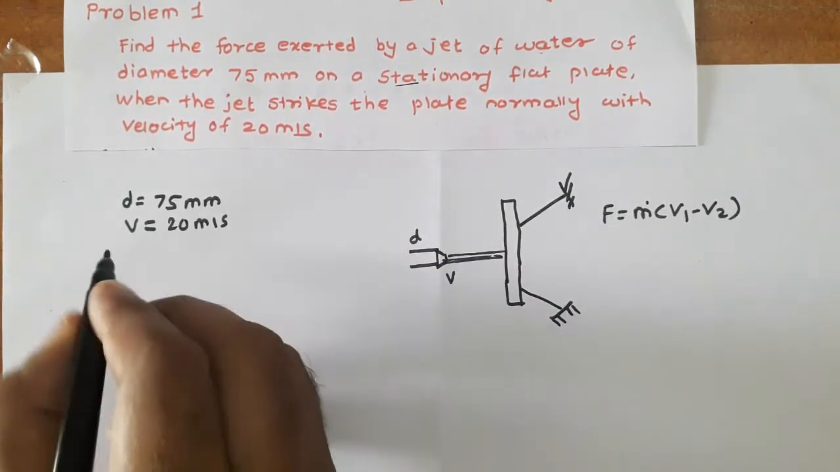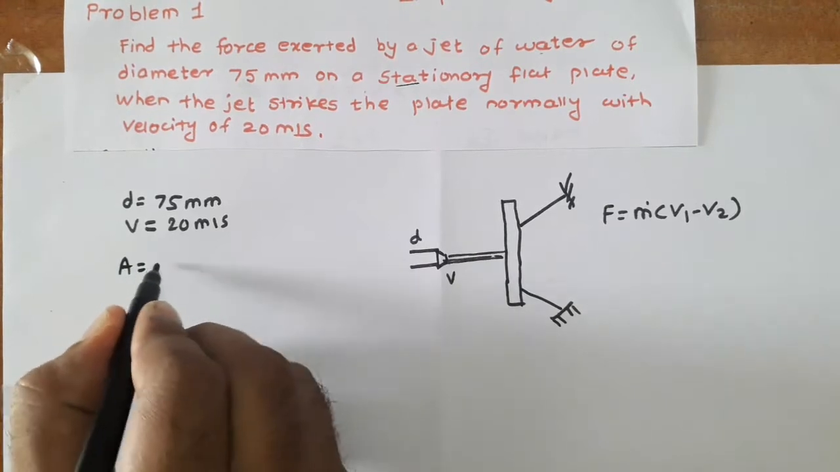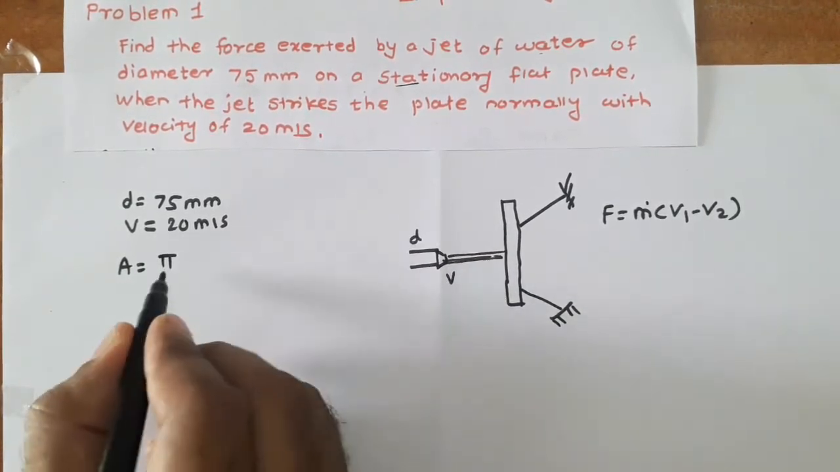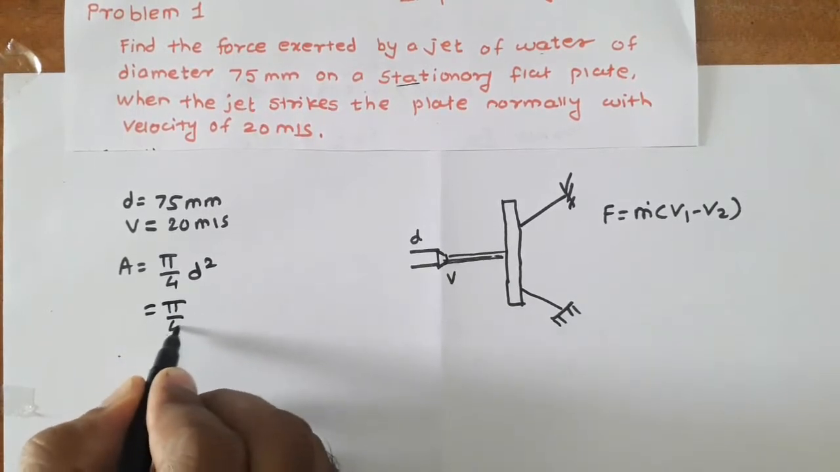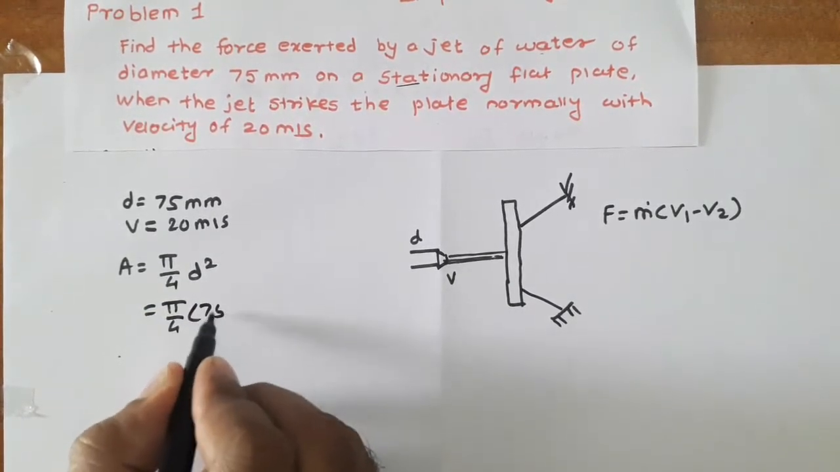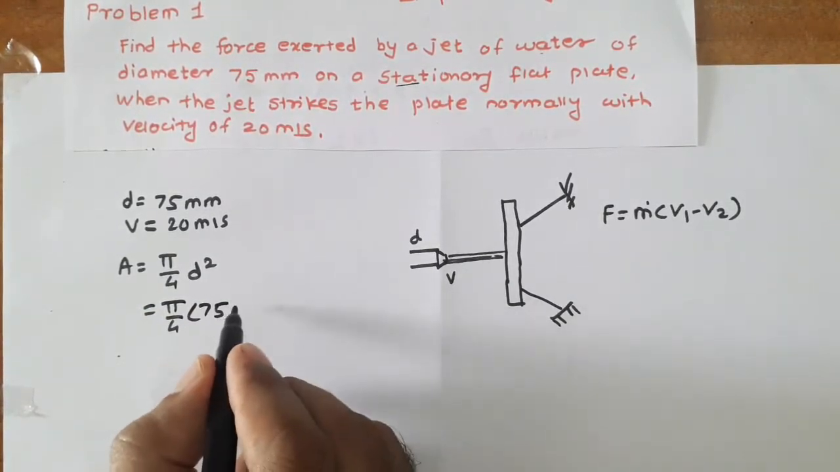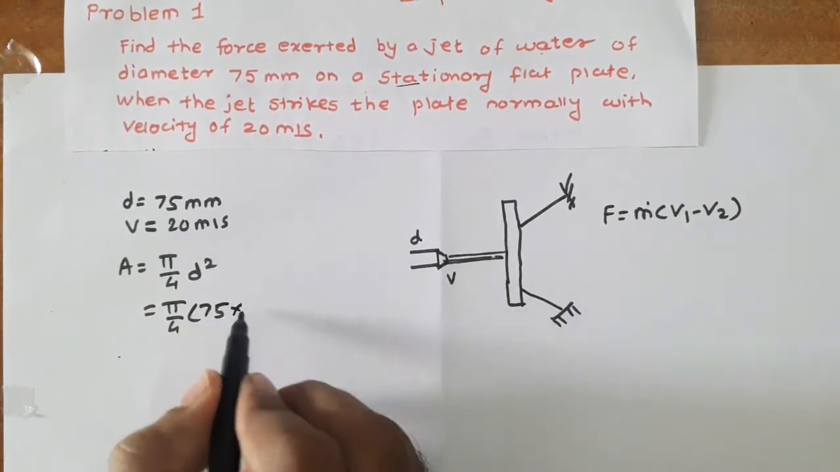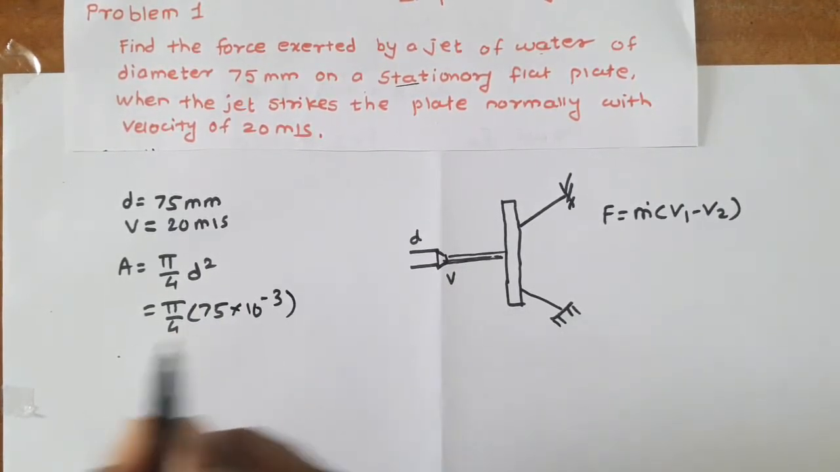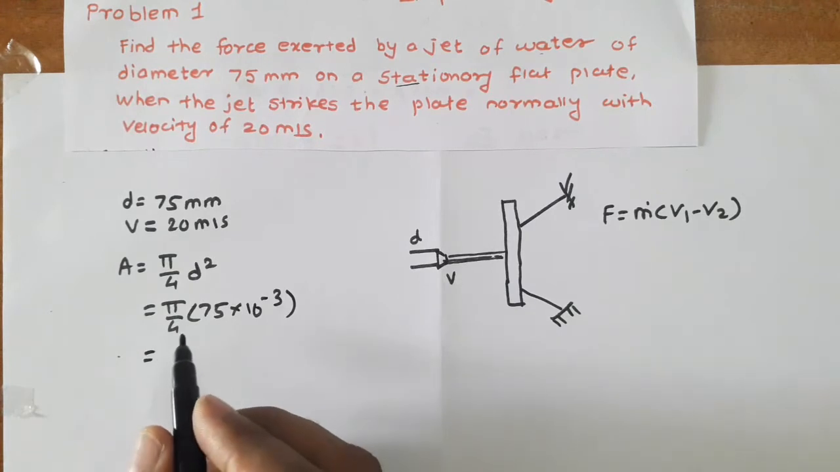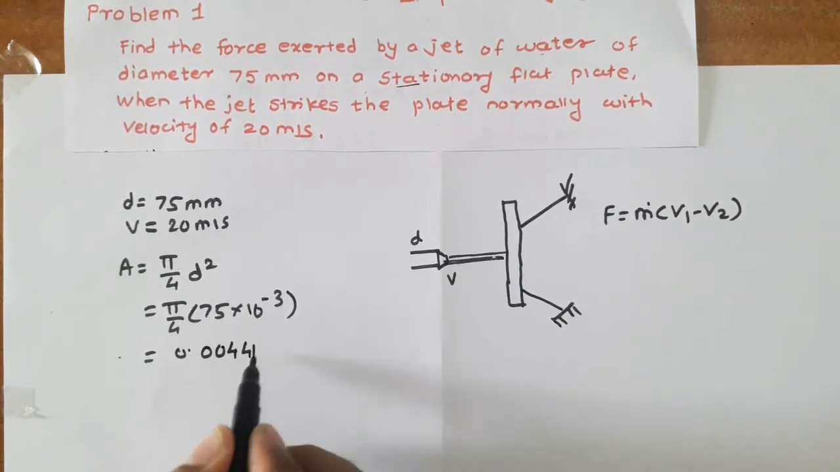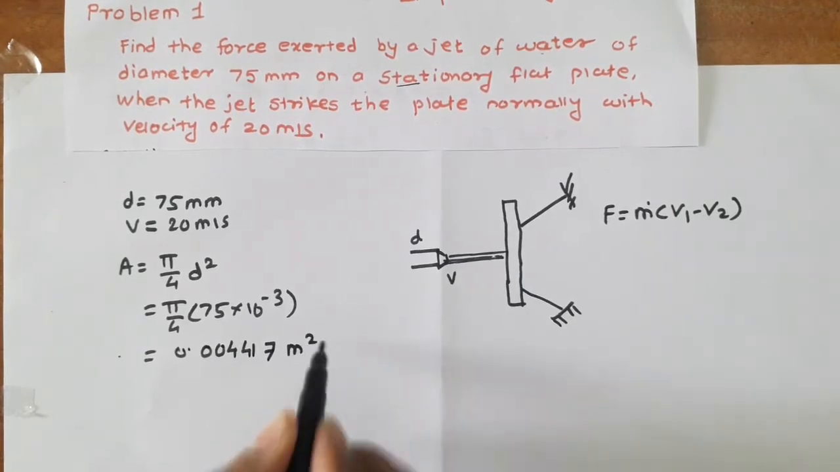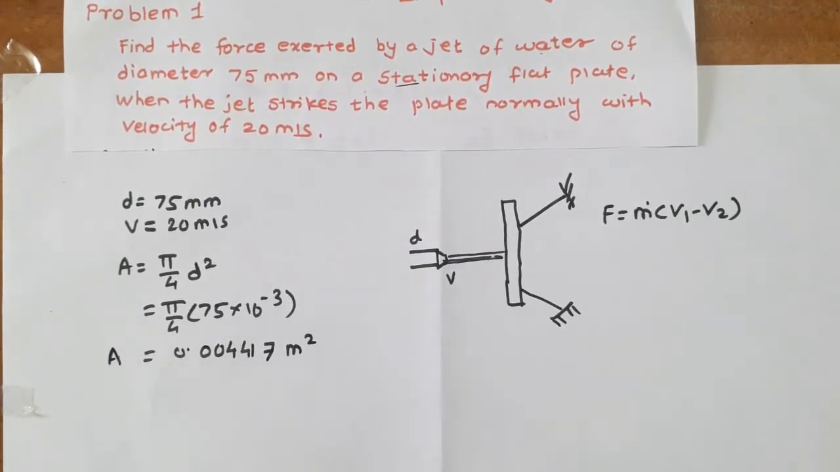So first of all, calculate the area. Area of jet diameter is nothing but pi by 4 small d square. So pi by 4 d, d is 75. Convert this 75 mm into meter, 75 into 10 raised to minus 3 meter. So we will get the answer 0.004417 meter square. So it is the area.